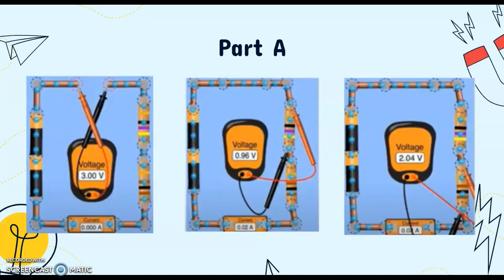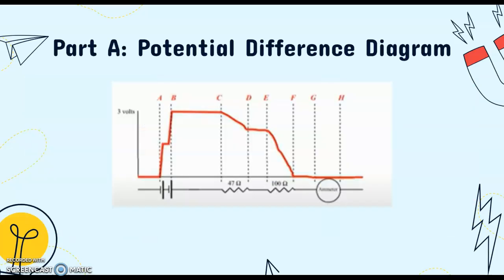Here are visual representations for different voltages. The voltage for the batteries is 3, for the 47 ohm resistor is 0.96, and for the 100 ohm resistor is 2.04. Here is a potential difference diagram where we can see the battery helped the voltage reach 3, and as it moved through different resistors, the voltage came down.